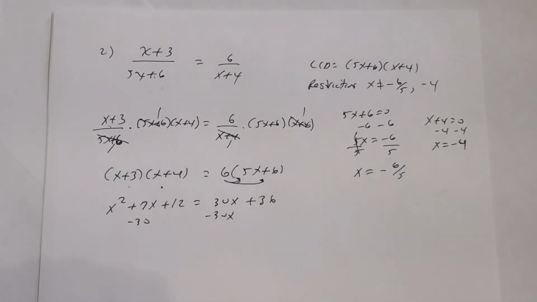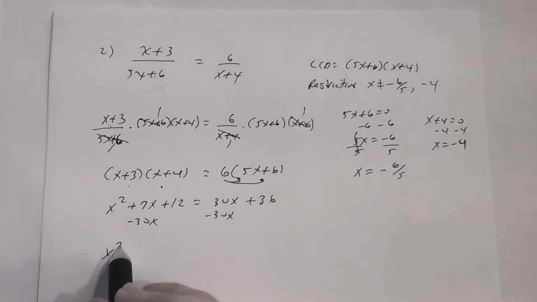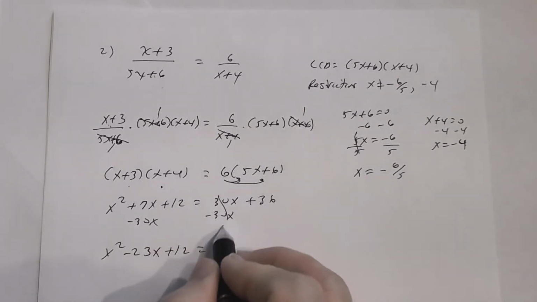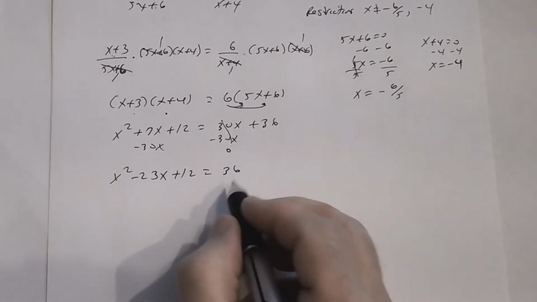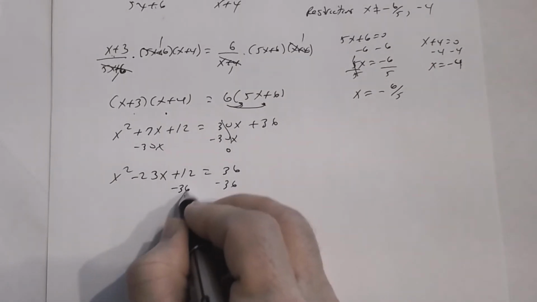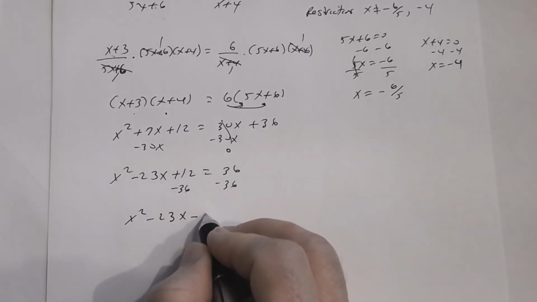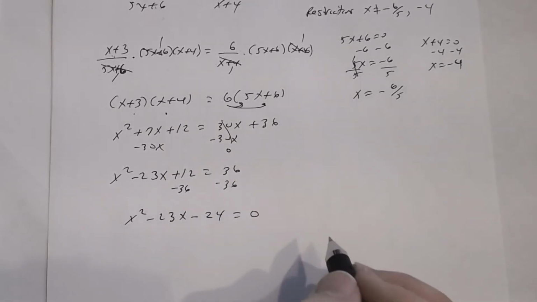Subtract 30x from both sides. So notice I'm aligning my like terms. And so I get x squared, 7x and a negative 30x is a negative 23x, plus 12 equal, this is 0, 36. Now subtracting 36 from both sides, I get x squared minus 23x, and then that's going to be what? Negative 24 equal 0. 36 minus 36 is 0.